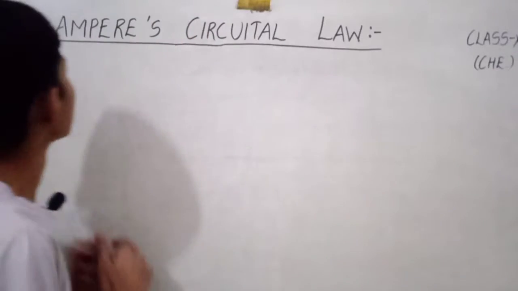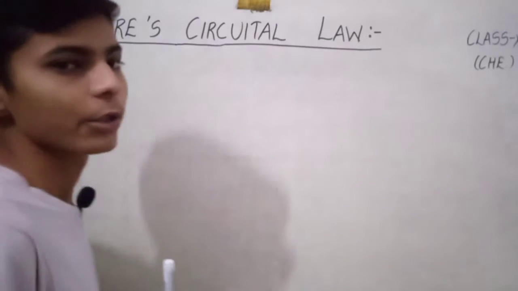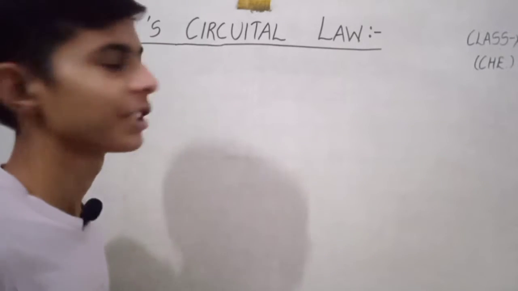Today our topic is Ampere's circuital law. We are studying the fourth chapter of our physics class 12 textbook, moving charges and magnetism.